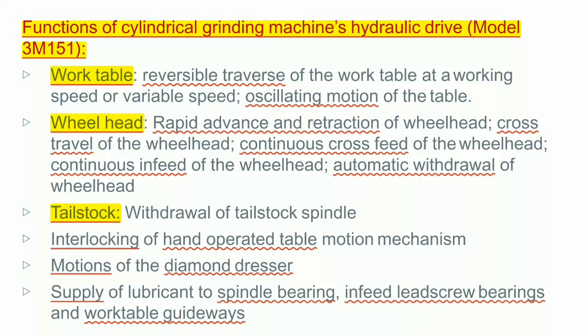Automatic withdrawal of the wheel head. Tailstock: withdrawal of the tailstock spindle. Interlocking of the hand-operated table motion mechanism. Motions of the diamond dresser. Supply of lubricant to spindle bearings, in-feed lead screw bearings, and work table guideways.